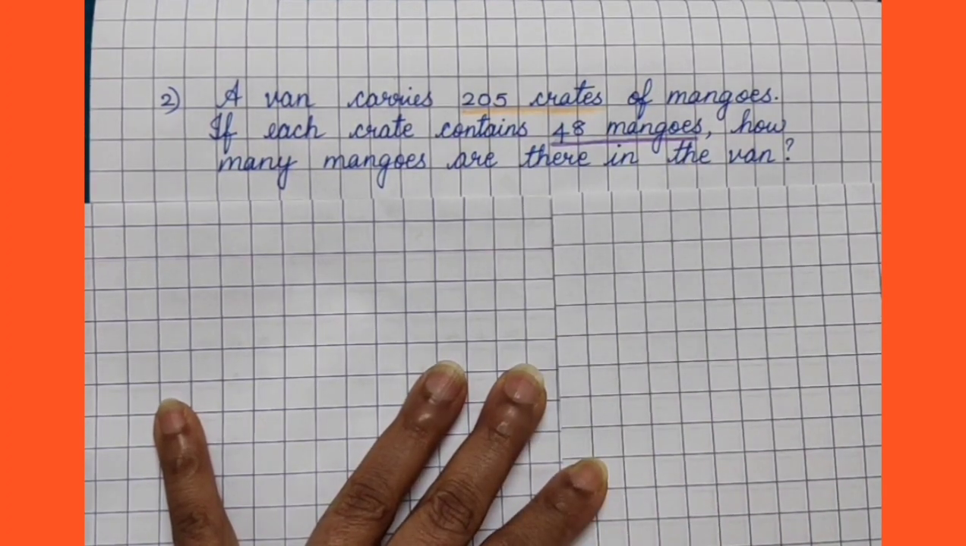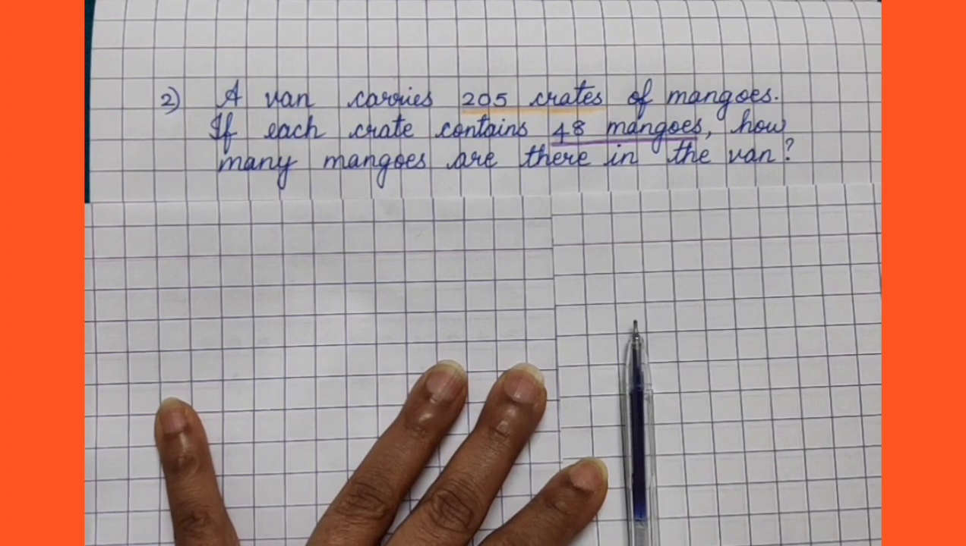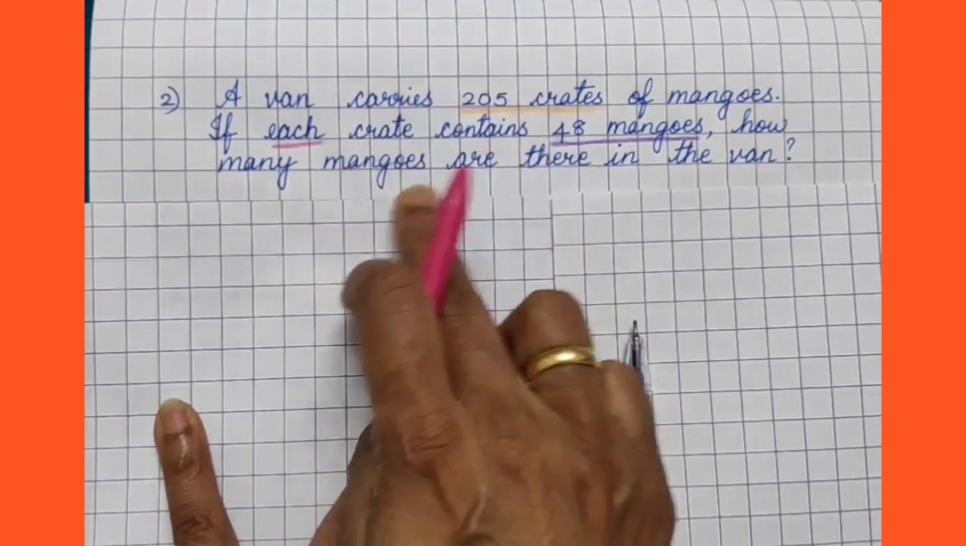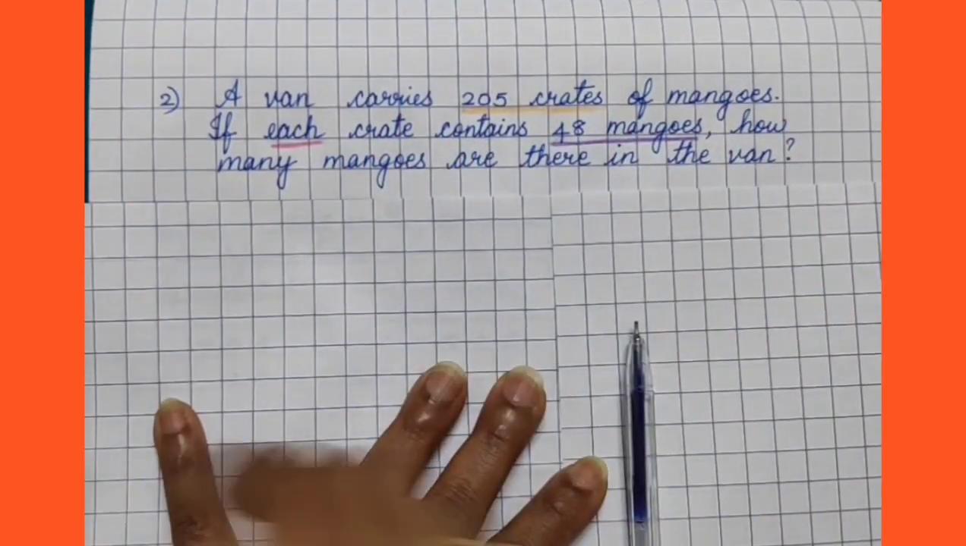Now you have to imagine 205 crates. In every crate there is 48. That means I am adding the number 48 205 times. Correct? So what does it mean? It is repeated addition. Repeated addition is what we call multiplication. Now the key word here which tells us is each. If each crate contains 48 mangoes, how many mangoes are there in all?